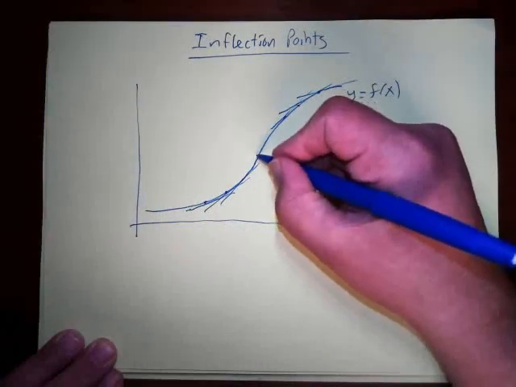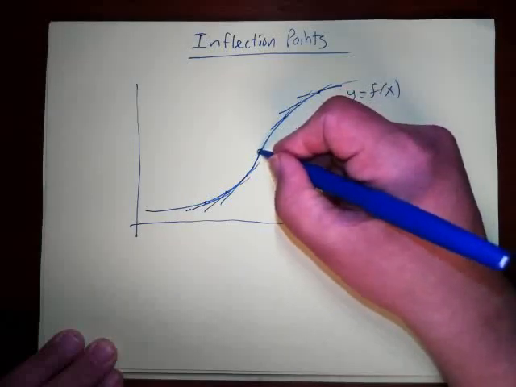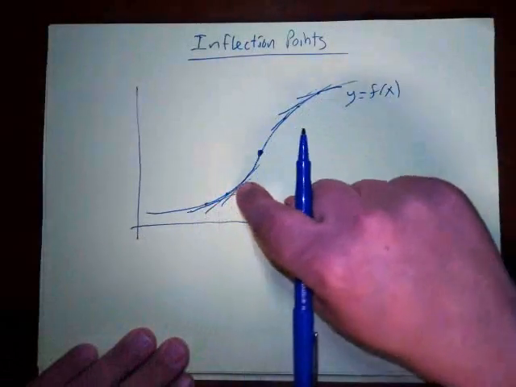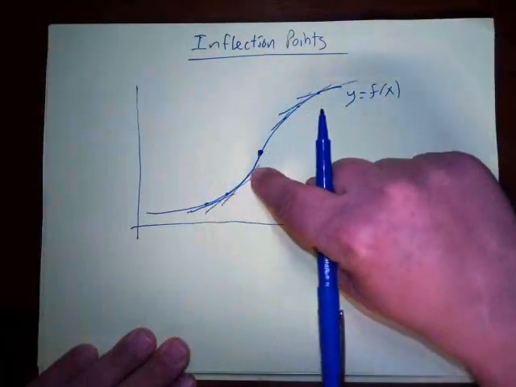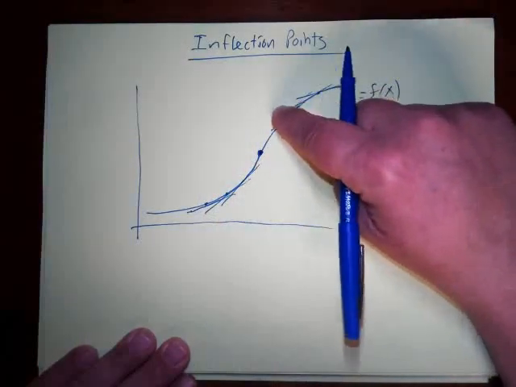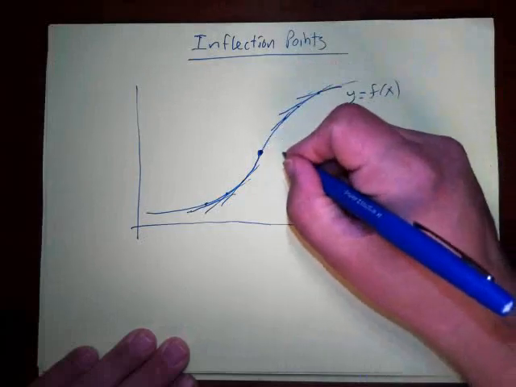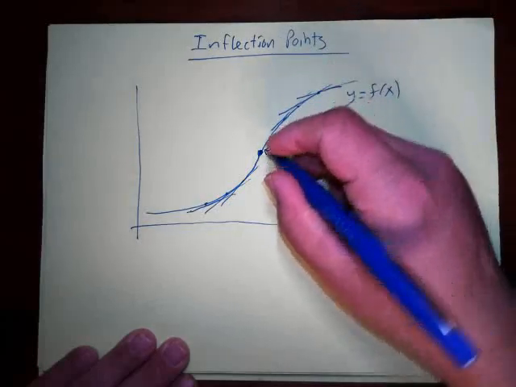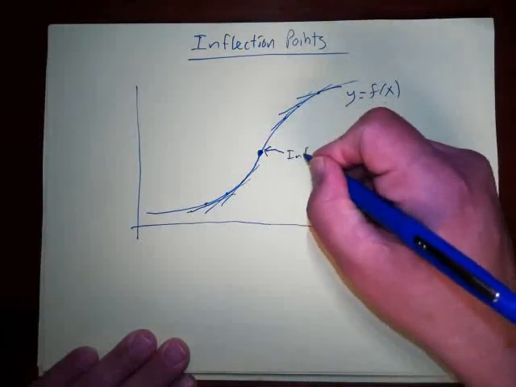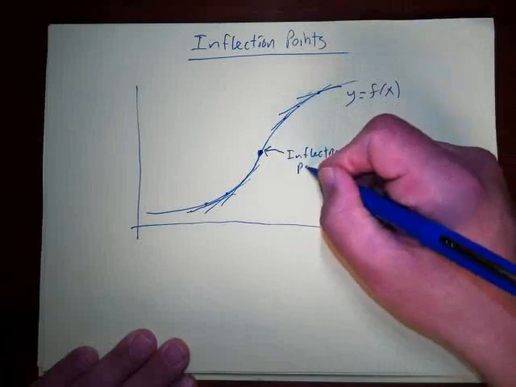And that point, wherever it is, maybe right about there, is going to be the point where these slopes are increasing to their steepest point, and then they start going back down. Okay, so it's kind of like the steepest point on the graph. So, inflection point.